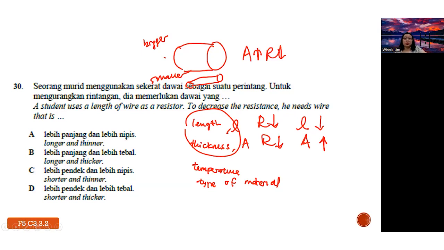Okay, so we see which option has it. Longer, cannot already. Shorter, yes. Then thickness, it has to be thicker. So the option is C, because it cannot be thinner.